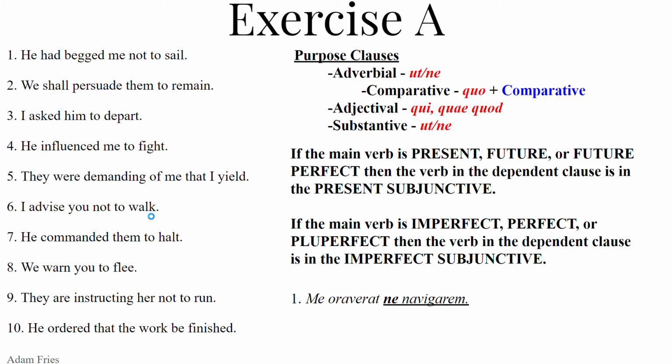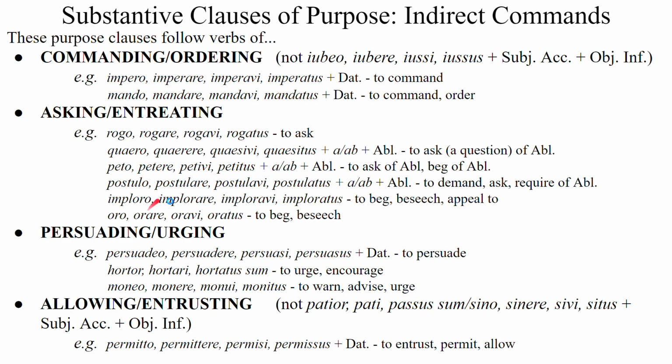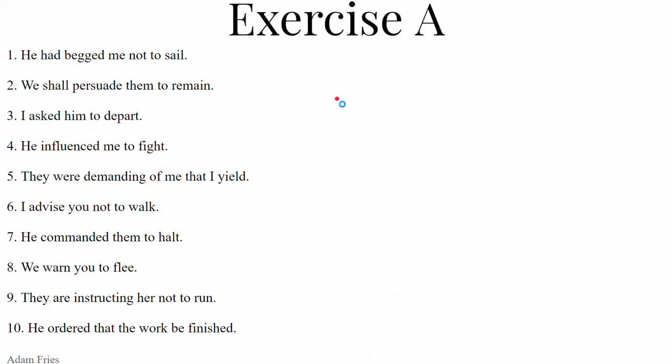Septima, sententia septima. He commanded them to halt. So we have a couple ways to do command words. So command, impero, imperare, imperavi, imperatus, which takes the dative, and mando, mandare, mandavi, mandatus, which also takes the dative. It can also mean to instruct. Because we're going to use mando for number 9, let's go ahead and use impero for number 7. He commanded, like an imperator is a commander. So he commanded them, takes the dative.